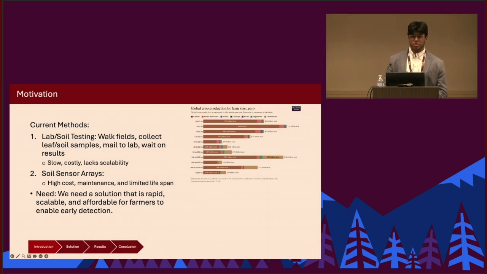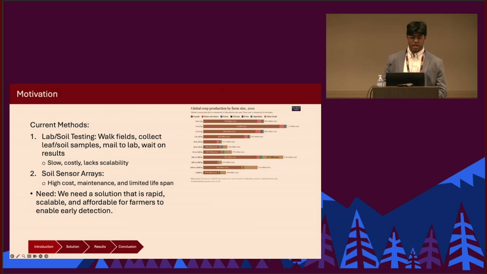Now, for the current solutions behind tackling this problem, they tend to fall into two main areas. The first area is lab and soil testing, where this requires manual intervention of a person or a farmer walking the field, collecting soil or leaf samples of crops on their field. Then once they've collected these samples, mailing them to a local lab or university, where tests will be conducted on these samples, and then the results will be returned back to the user or the farmer.